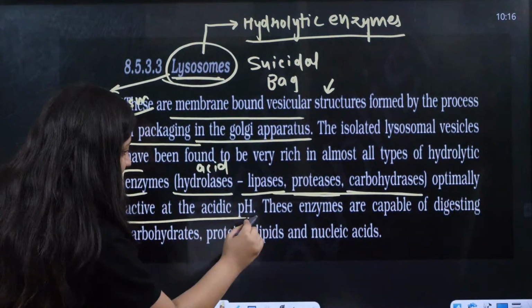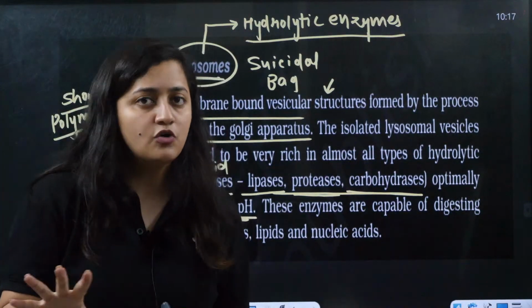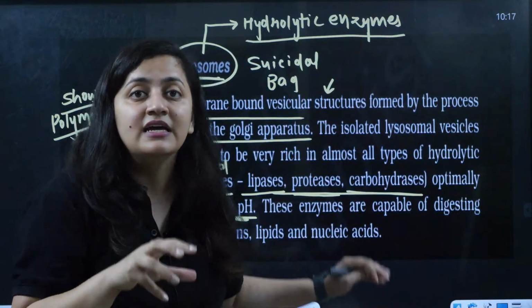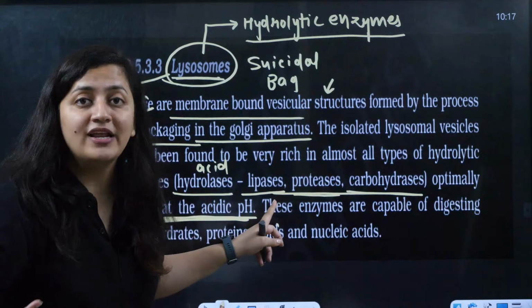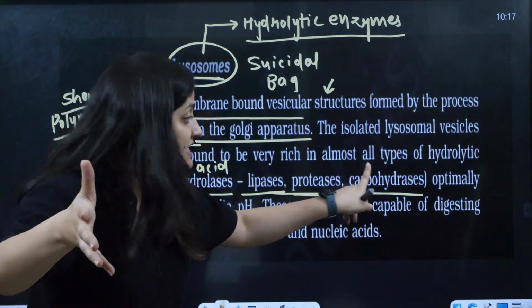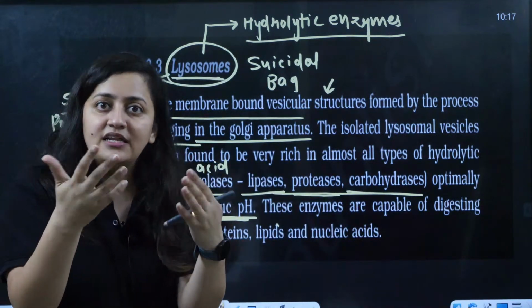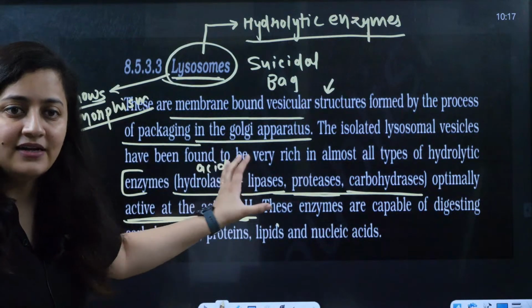They are active at acidic pH. When the pH is basic, these enzymes are not at all active and are not going to harm anything. But when the pH is acidic, these enzymes become functional. Lipases will destroy lipids, proteases will destroy proteins, and carbohydrases will destroy carbohydrates. Ultimately your cell is made up of those things only, so it can destroy the cell.